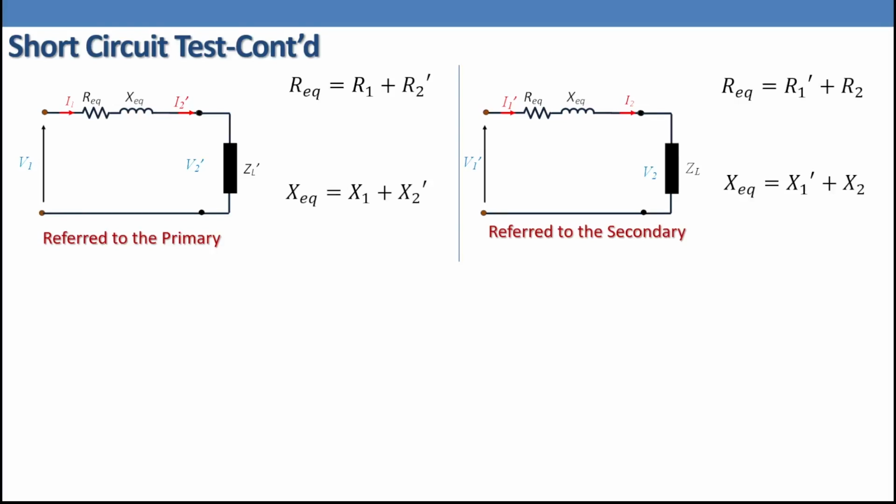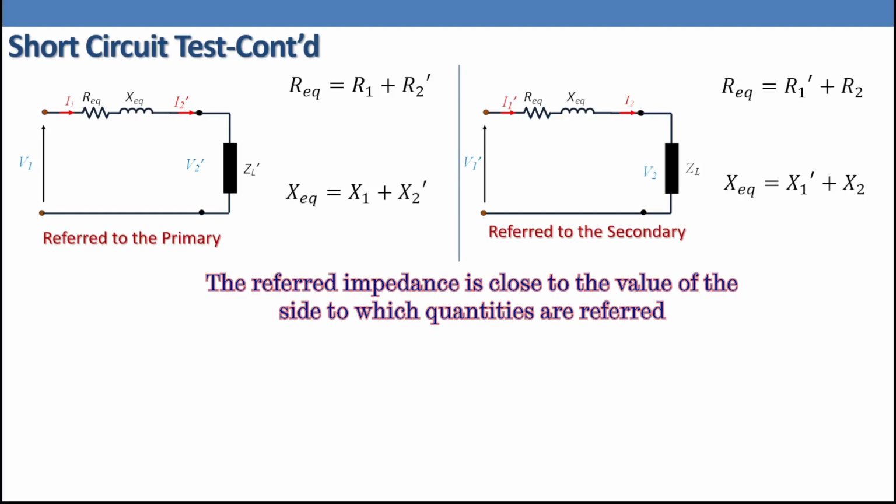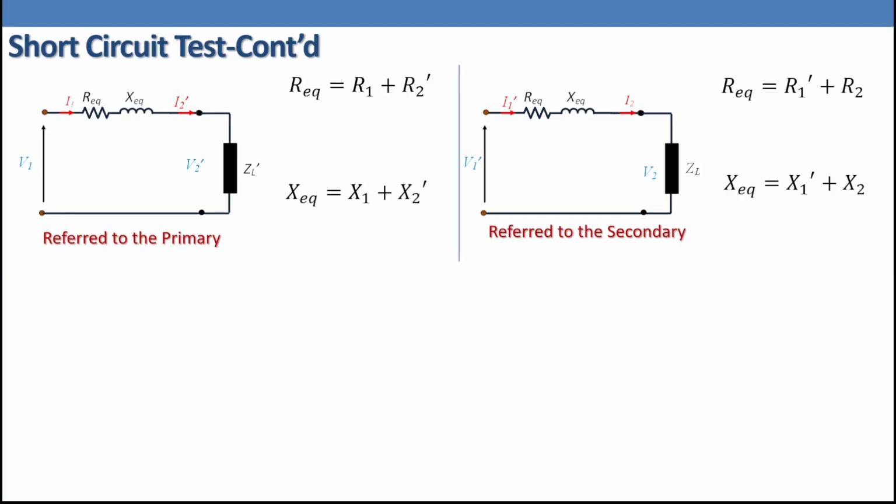If you refer back to video number 5, there is a key observation. I mentioned that the referred impedance is close to the value of the side to which quantities are referred. This means R1 and R2 dash are almost equal, and X1 and X2 dash are almost equal if they are referred to the primary. On the secondary side, R1 dash equals R2 and X1 dash equals X2. That is a valid assumption.